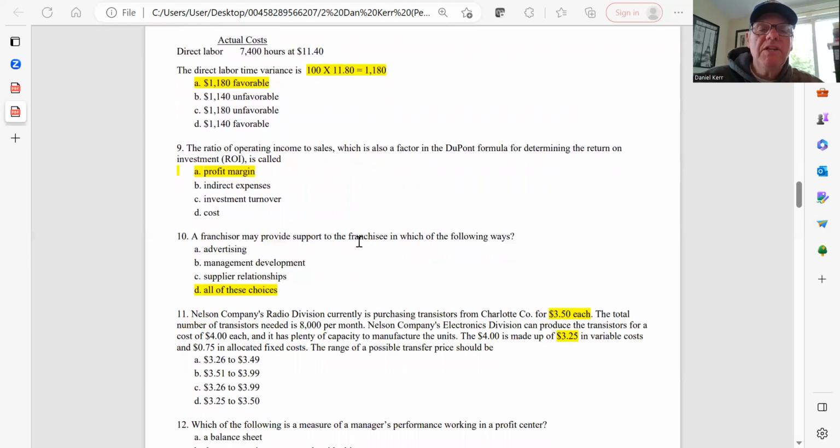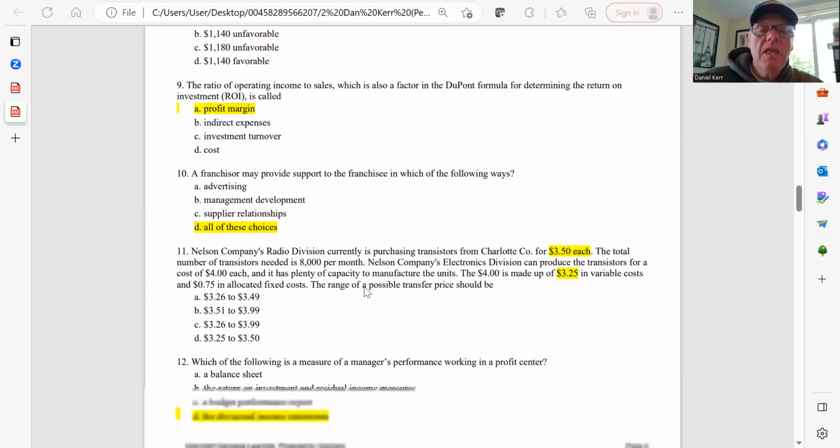Number 10, a franchisor may provide support to the franchisees. The franchisor would provide all that support: advertising, management development, and supplier relations.